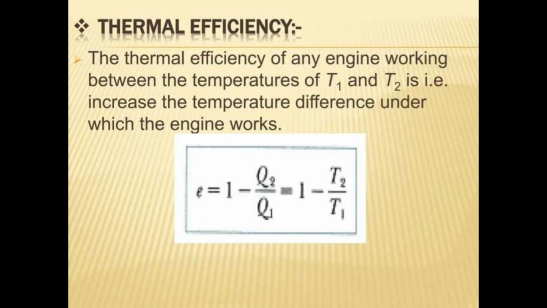The thermal efficiency of an engine working between the temperatures T1 and T2 increases with the temperature difference under which the engine works. Efficiency equal to 1 minus Q2 divided by Q1.